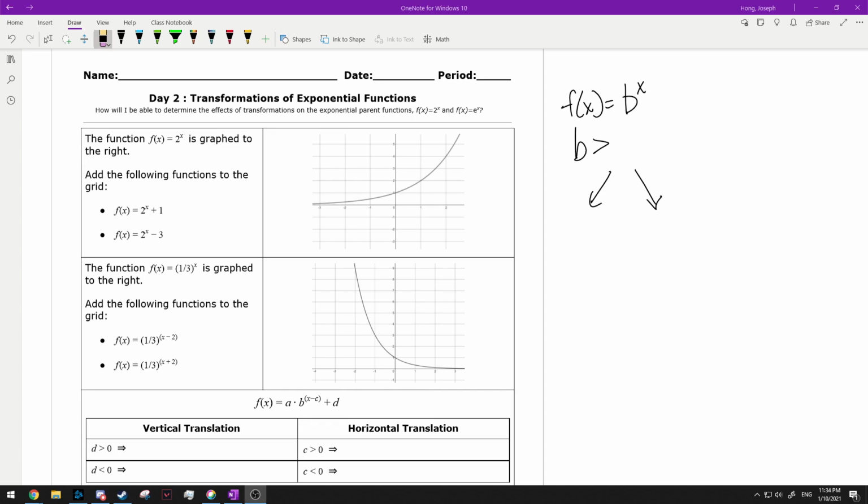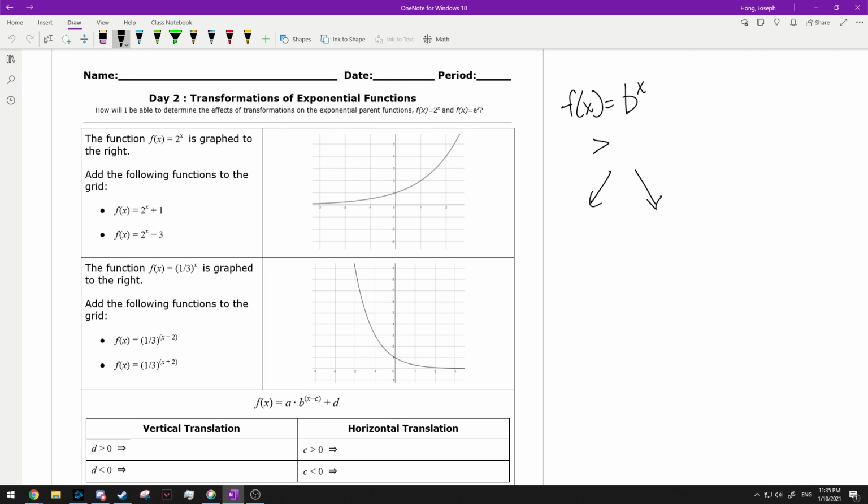Mr. Hong here with a new video, and today we're going to be talking about transformations of exponential functions. So you will be able to determine the effects of the transformations of the exponential parent function f of x is equal to 2 to the power of x, and f of x is equal to e to the power of x.